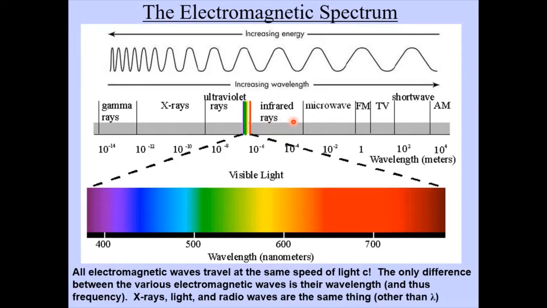So infrared is something that we can sense and feel with our skin as heat, but our eyes don't see it. Now, that doesn't mean it's not there. It's just that our eyes aren't sensitive to infrared.